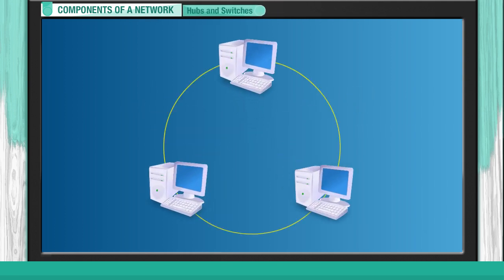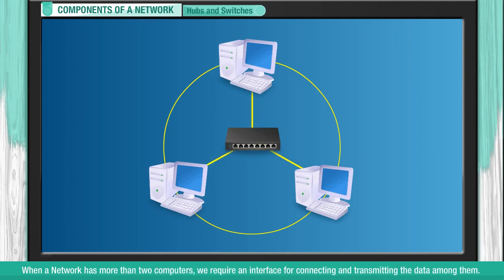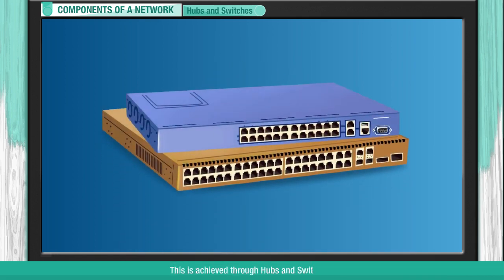Hubs and switches. When a network has more than two computers, we require an interface for connecting and transmitting the data among them. This is achieved through hubs and switches. Each computer on a network is connected to a hub or switch through an Ethernet cable.